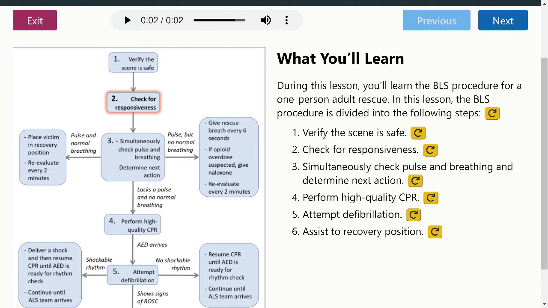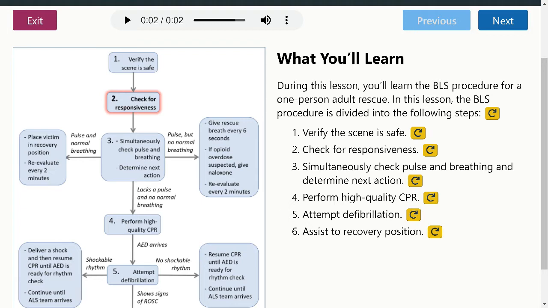Nope. 20-some breaths? 10. Nope. You're just yelling out stuff. 30 compressions, 2 breaths. So you'll compress 30 times, then you'll give 2 breaths. 30 times, 2 breaths, back and forth like that.